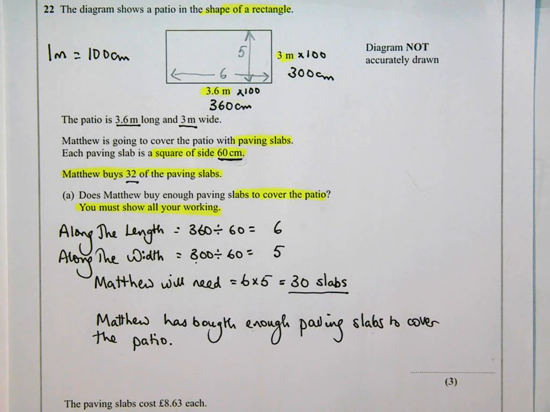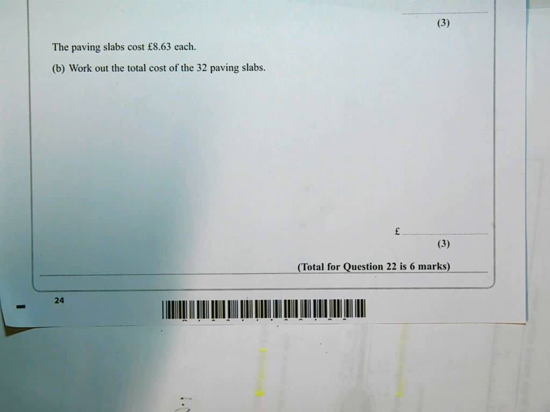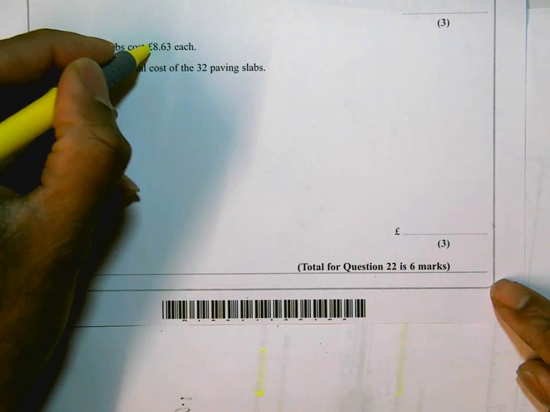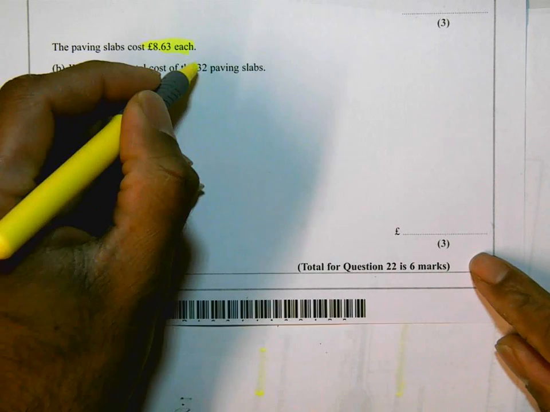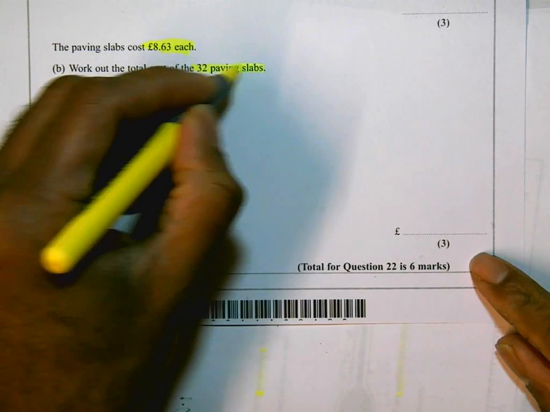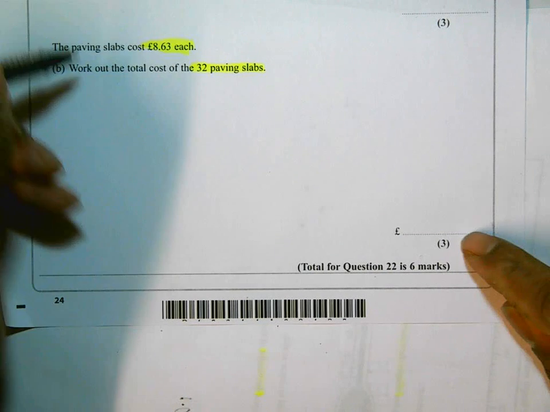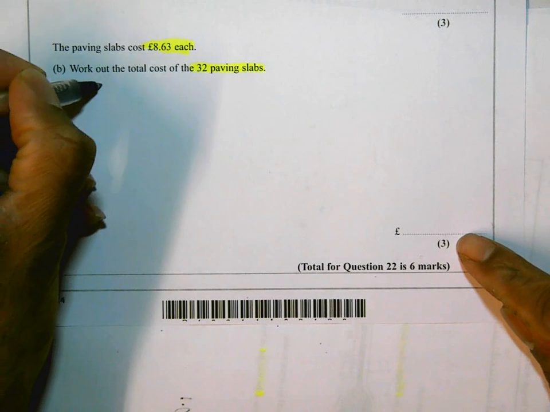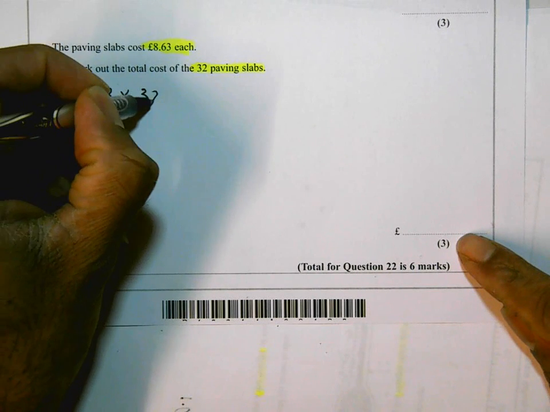Okay, going on to part B now. In part B, they've said the paving slabs cost £8.63 each. Work out the total cost of 32 paving slabs. So what they want you to do here is a multiplication. What you really need to work out is £8.63 times 32. Now there are various ways in which you could do it.